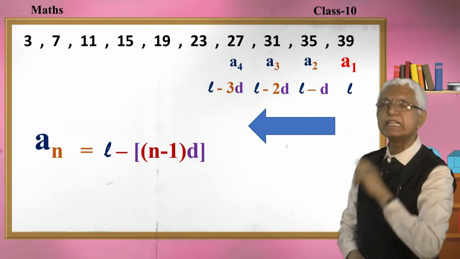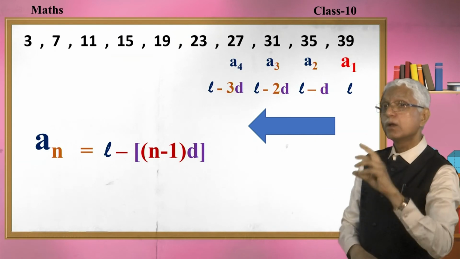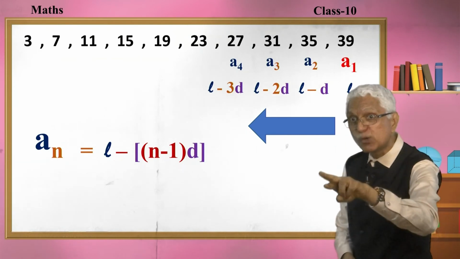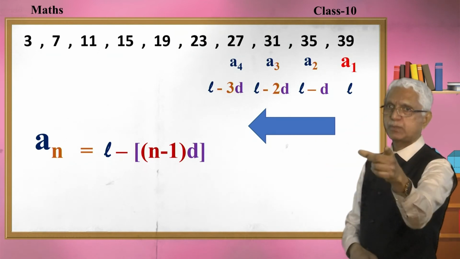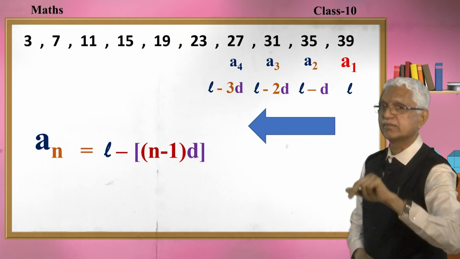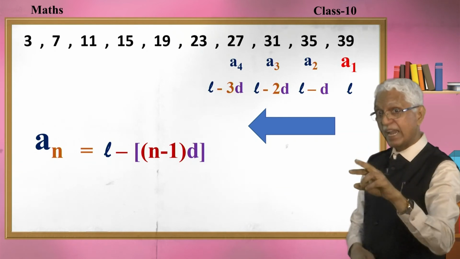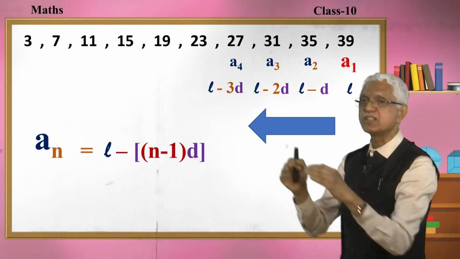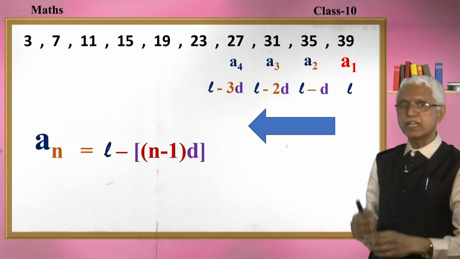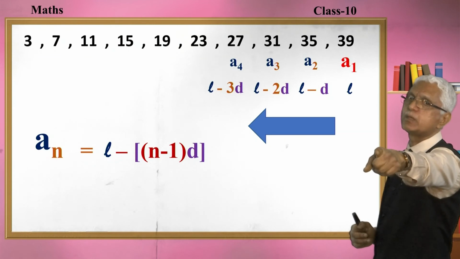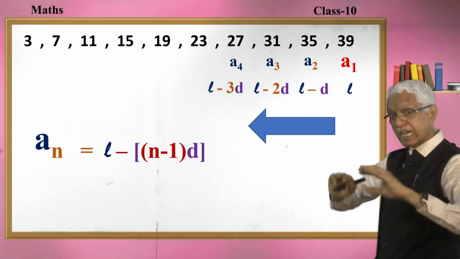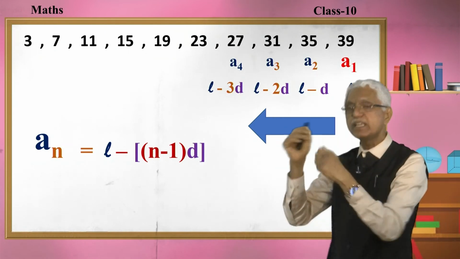D is 1d. How will you write 1? 2 minus 1. So, L minus (2 minus 1) into D. Next preceding term is L minus 2D. How will you write 2? 3 minus 1. Correct. So, L minus (3 minus 1) into D. How will you write L minus 3D? L minus (4 minus 1) into D. Then don't you agree with me? The general formula is L minus (n minus 1) into D.